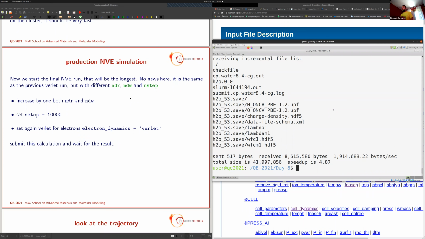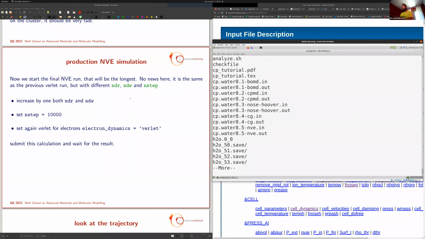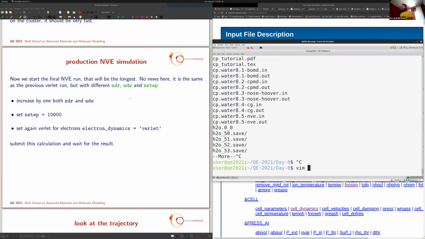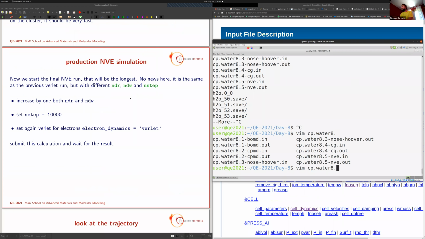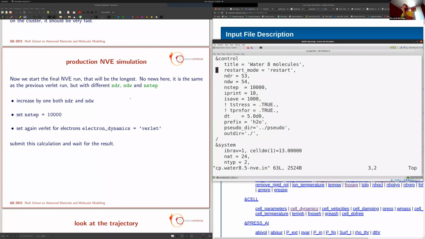So now we start the last step, that is like the steps previous to the equilibration with the Nose-Hoover thermostat. And this is, we can see the input file. The CP water rate. We have number 5, the last step. Okay, you see, always increase this number; the directory read and write points to the right directory.